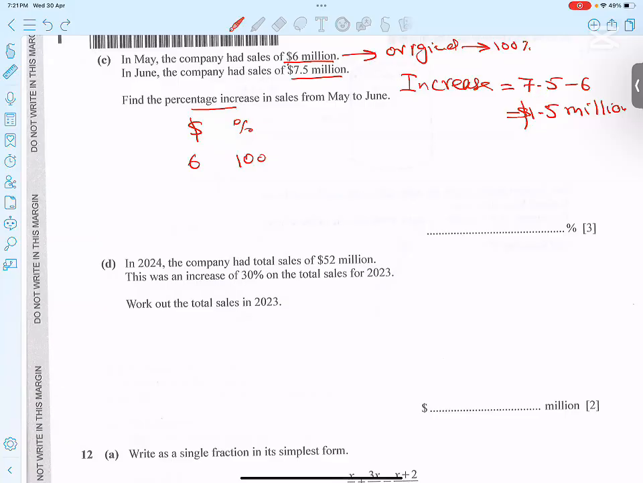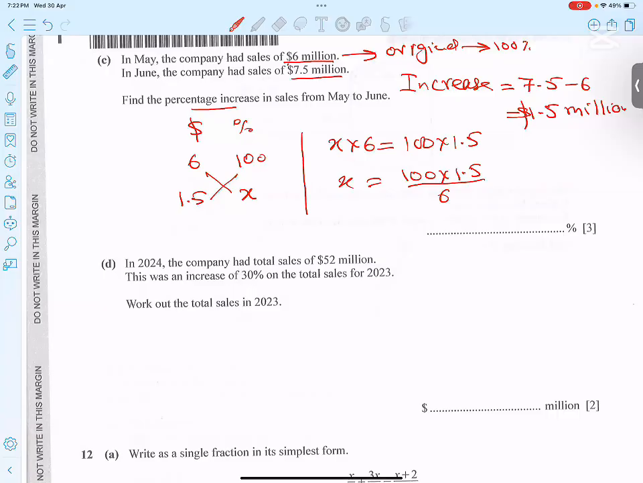So 1.5 million is equal to how many percent? So x times 6 is equal to 100 times 1.5, and this 6 will divide, so 100 into 1.5 over 6. Do you know, students, how to remove this decimal? I have discussed it with you many times. What is the way to remove a decimal?